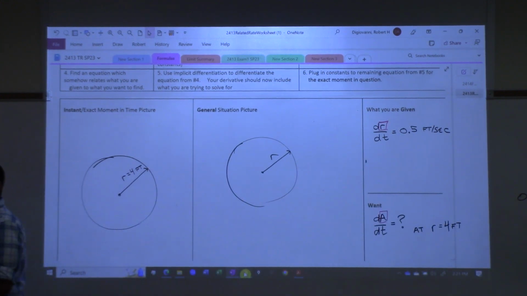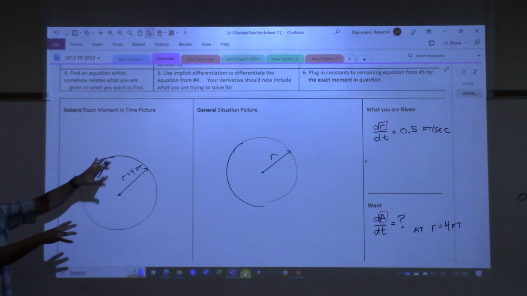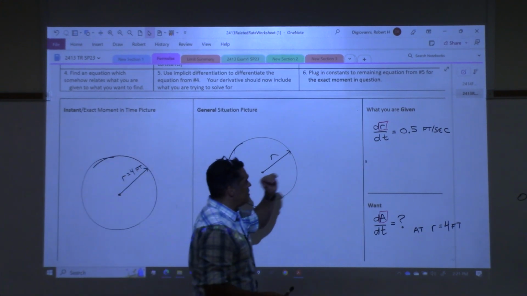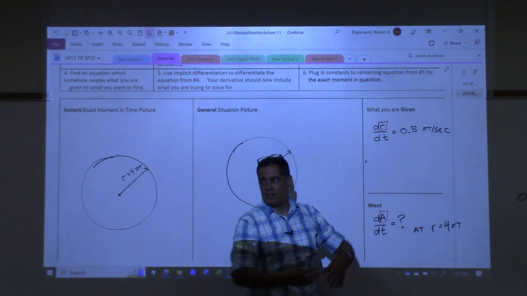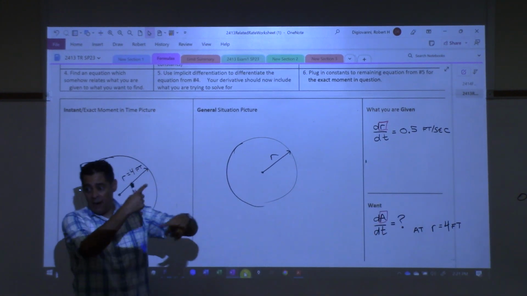So every problem is going to be different. When we do these, every one of these problems is different because you're going to have different variables here, and the equation that you use to connect these is going to be based on your knowledge of the geometry of the problem.